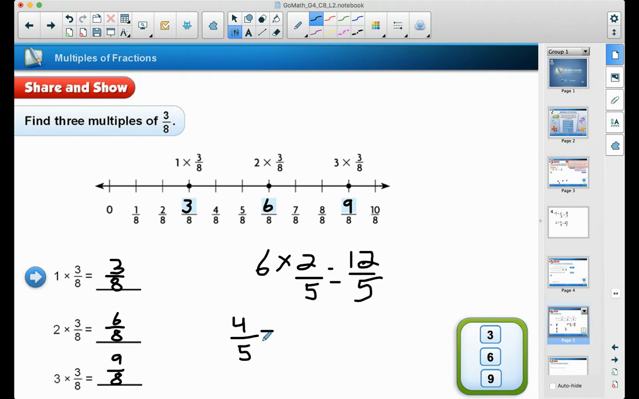The next three multiples are 8/5, 12/5, and 16/5. So those are the multiples, and you know multiples. We've done this in previous chapters.